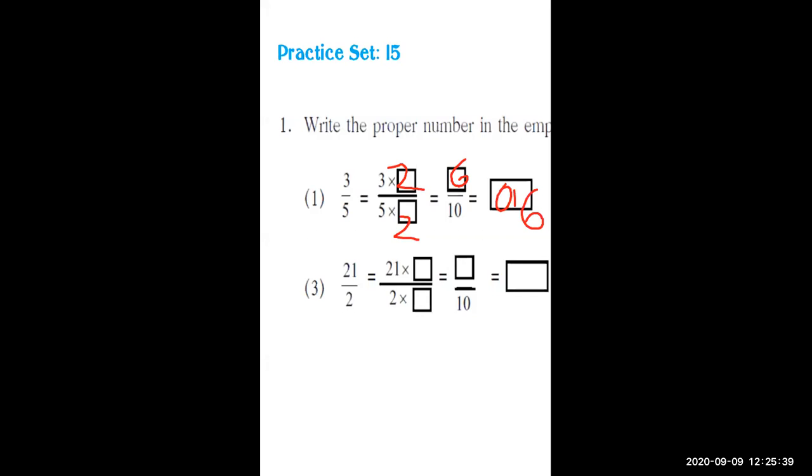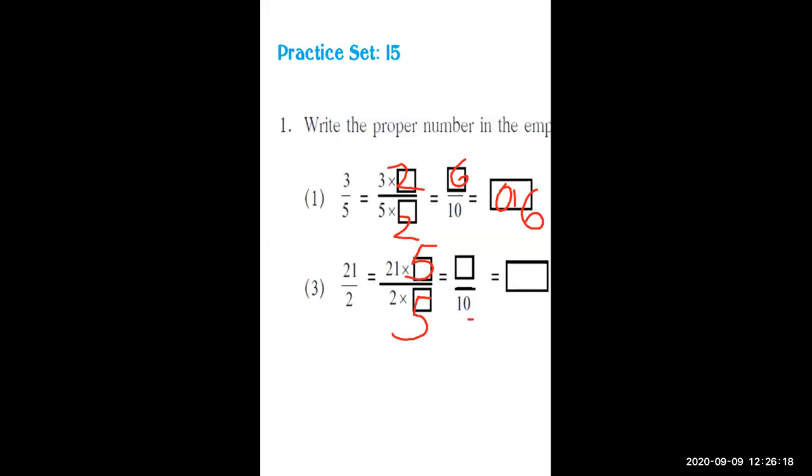Very good. So now our next question. Now the next question is 21 upon 2. 21 upon 2 multiplied by dash, 2 multiplied by dash, equal to dash upon 10. Now 21 should be multiplied and 2 should be multiplied by, very good, by 5. See, by 5 we have written because 2 5s are 10. So if we multiply downward by 5, we have to multiply upward also with 5.